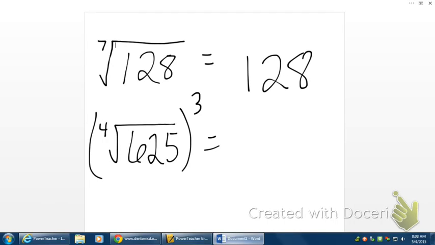What root am I finding? What root am I finding for 128? How do I know? What root? 7. The 7 tells you what root you are finding. So, is the 7 the numerator or denominator? The denominator. And then what would this be raised to? The 1, because nothing's happening to this 128 after I figure this out.